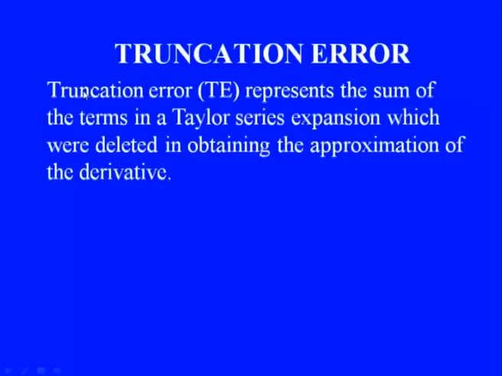Next, the truncation error. We just saw that we can represent an approximation of the derivative by using, let us say, finite differences. How much error we have committed, we can obtain from the Taylor series expansion. So, truncation error represents the sum of the terms in a Taylor series expansion which were deleted in obtaining the approximation of the derivative. Let us have a look at what we just did and see what we mean by this truncation error in the case of forward or backward differences.